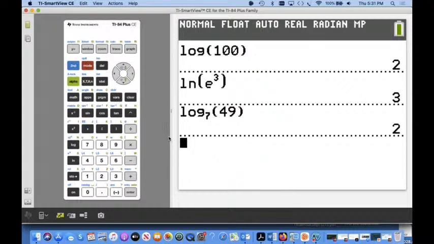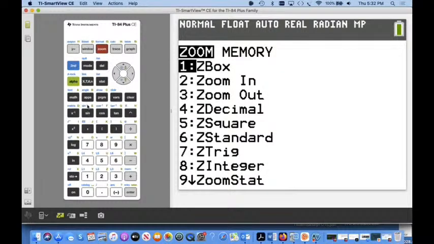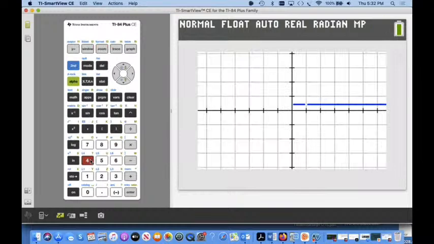Okay, I want to take a look before we leave the 84. Let's go ahead and do that last problem Steve was looking at, which I found really fascinating. That was to take the common log of x divided by the natural log of x, and we just do a zoom decimal window. It's my tried and true window.